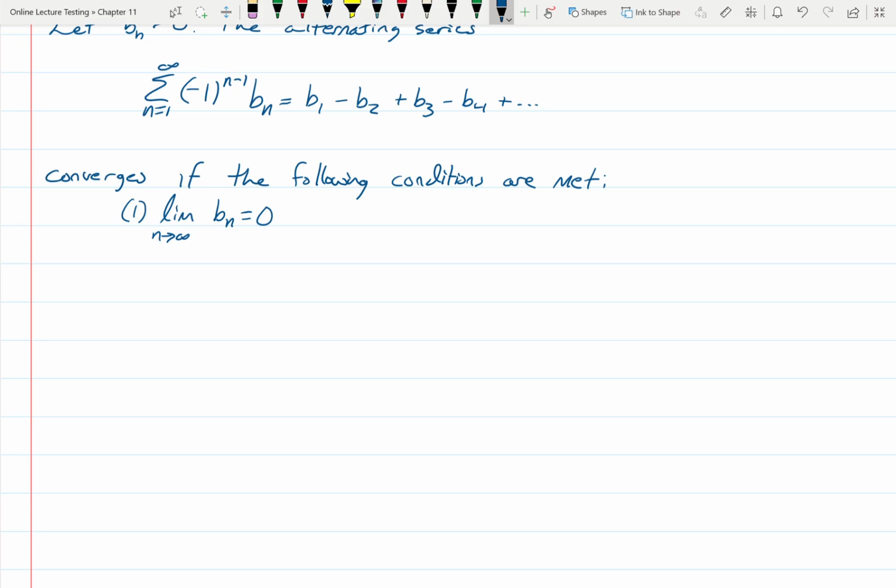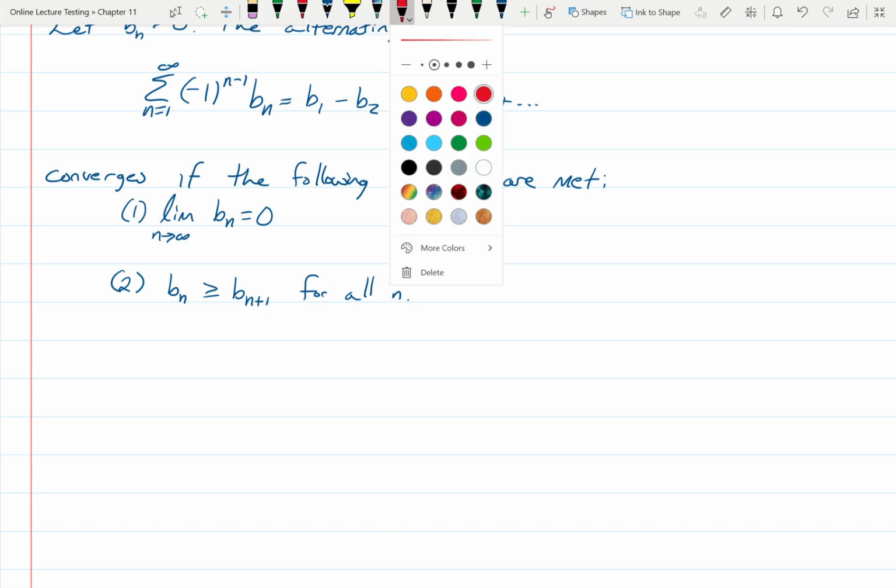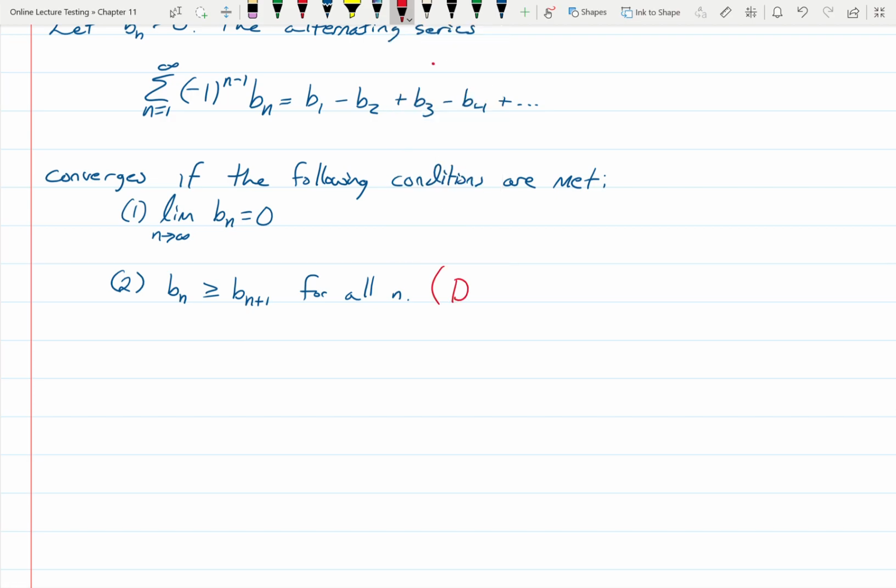All right, and condition number 2 that's required is that B sub n is greater than or equal to B sub n plus 1 for all n. I'm going to write this in a different color so that you have a note here, meaning that it's decreasing in value. So that's our two conditions. If we can show that its limit is equal to 0 and that it's decreasing, then we can say by the alternating series test the series converges.